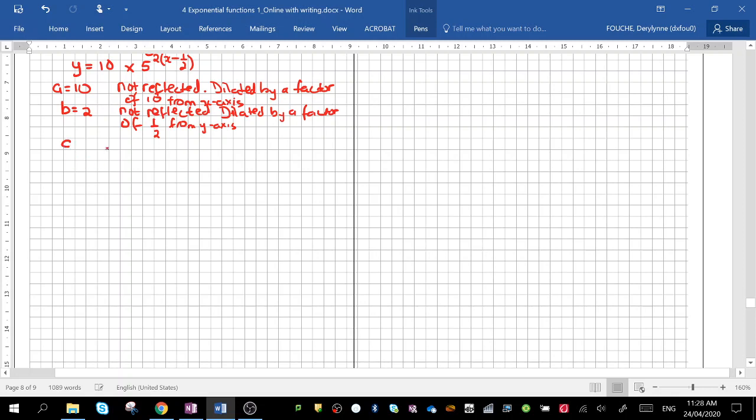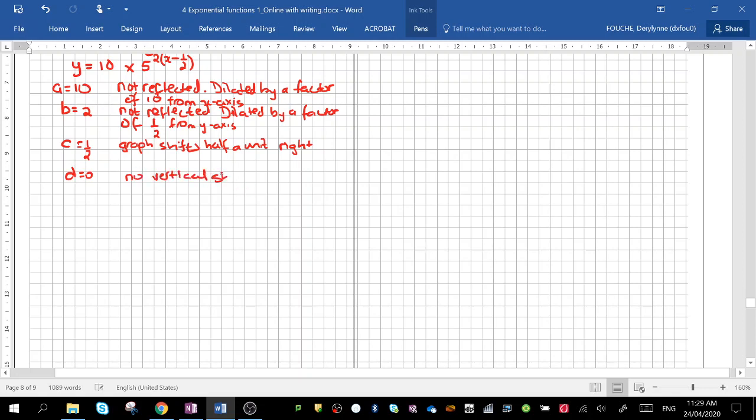Now our c value, as with any of the other functions that we've studied, our c value tells us our horizontal shift. And again, we've got an x take c, so that means that that c is actually a half. It's a positive a half. And that indicates that we are going to shift our graph horizontally by half a unit. And that's to the right. Okay, and d equals 0.